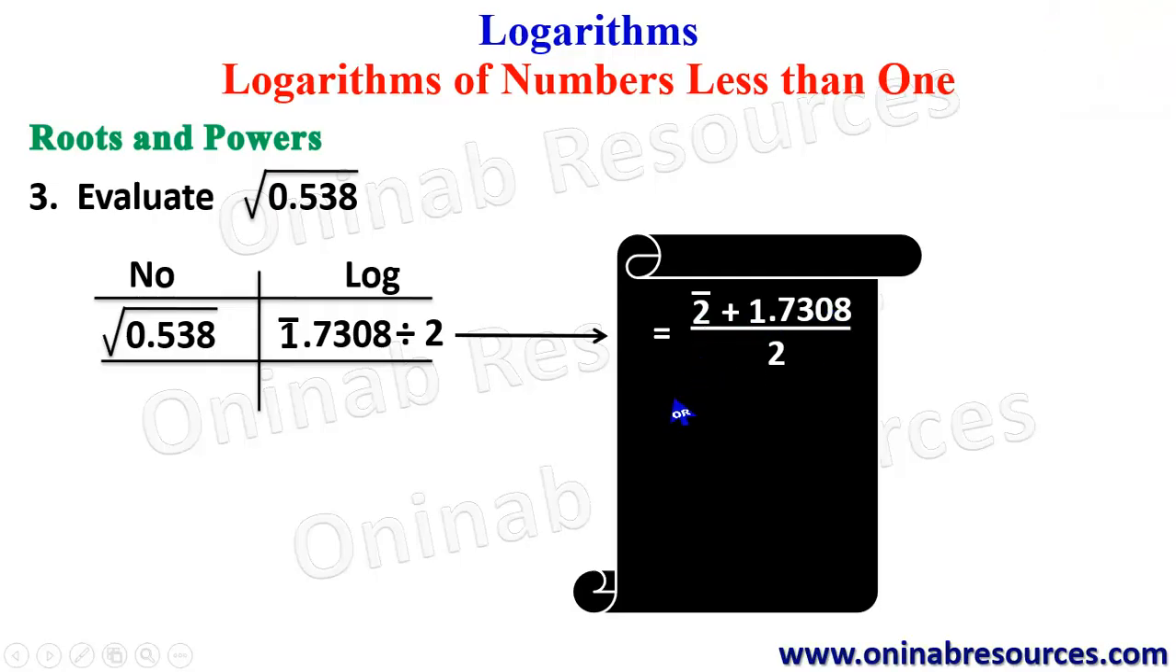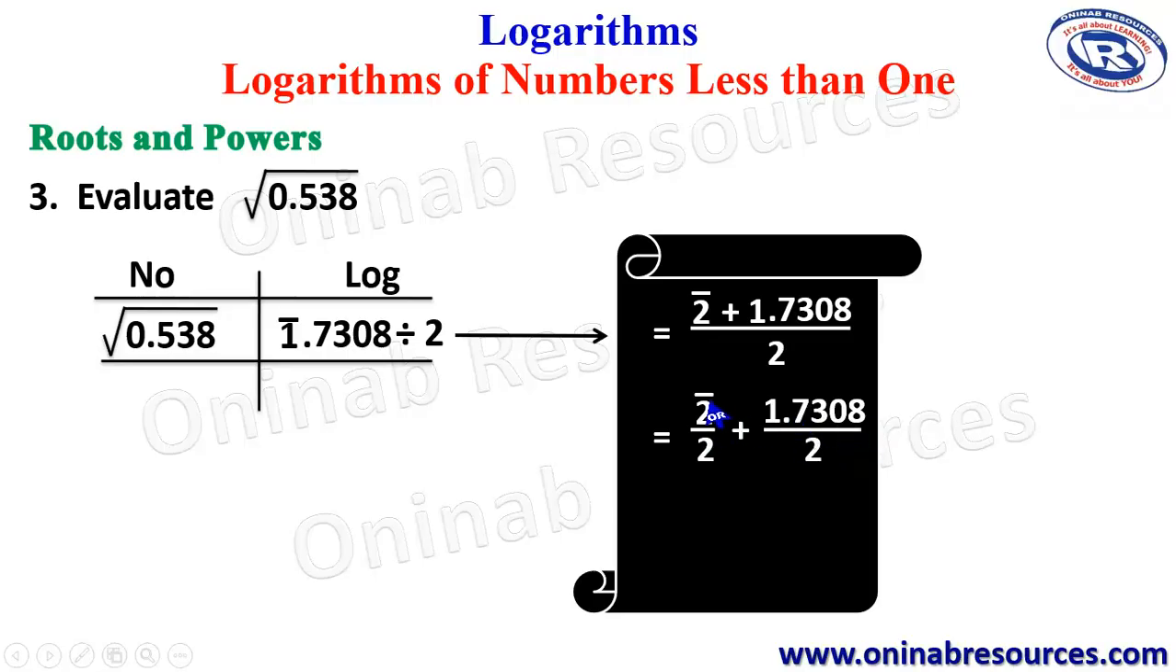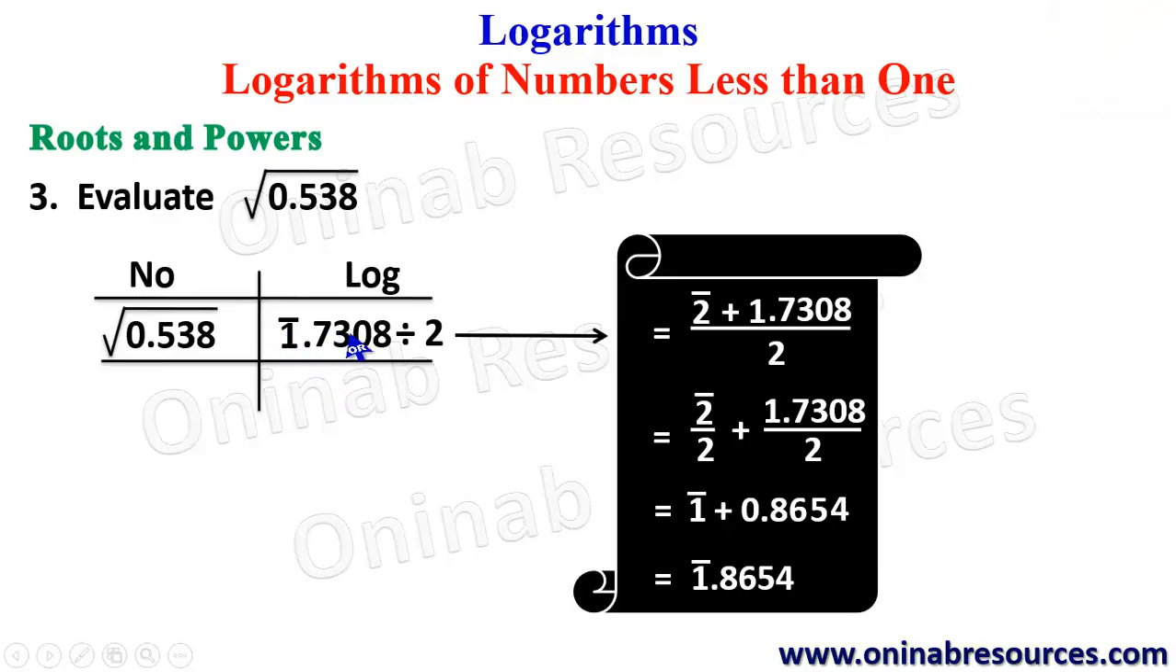Splitting them into their individual fractions, we have bar 2 divided by 2, then plus 1.7308 divided by 2. Bar 2 divided by 2 gives bar 1. Then 1.7308 divided by 2 is going to give us 0.8654. Adding this together, we have it as bar 1.8654. So that bar 2 plus 1.7308 divided by 2 gives bar 1.8654.